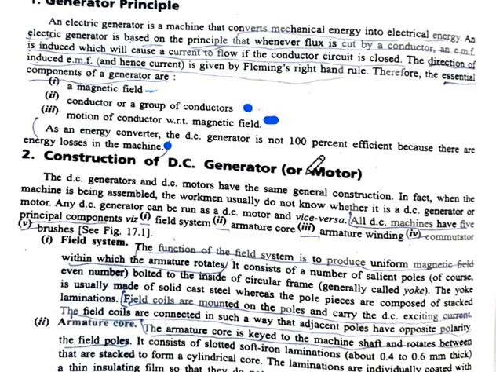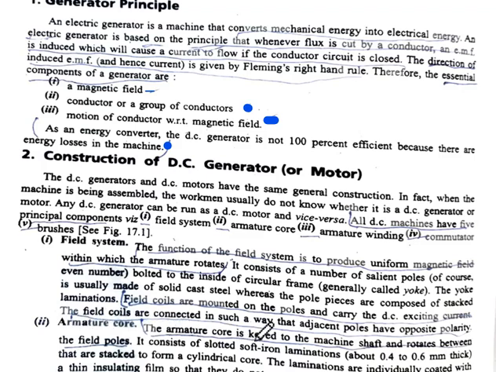Construction of DC generator or motor. All DC machines have five principal components: field system, armature core, armature winding, commutator, brushes. Field system. The function of the field system is to produce a uniform magnetic field within which the armature rotates. Field coils are mounted on the poles and carry DC exciting current. The field coils are connected in such a way that adjacent poles have opposite polarity.